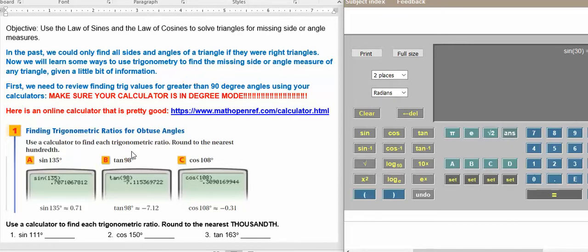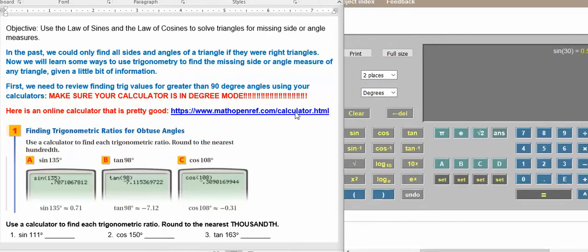Many students get these questions wrong because they're in radian mode, which is the default for a TI-84 for some reason. We want to be in degree mode. So this is a pretty good calculator. It's right here if you don't have a good one. You can also use any handheld scientific calculator that has sine, cosine, tangent on it. And of course, your graphing calculators work as well. You just have to change it to degree mode first.